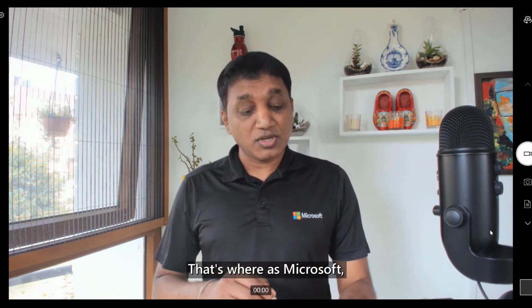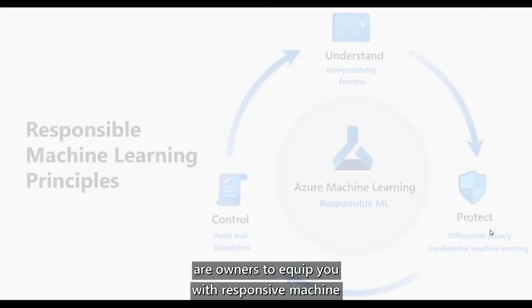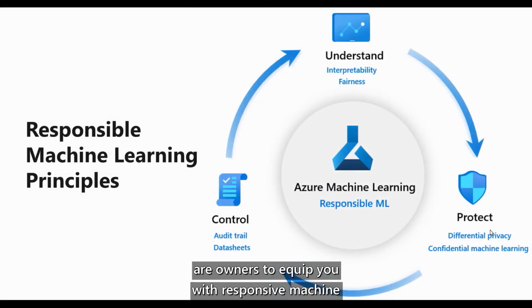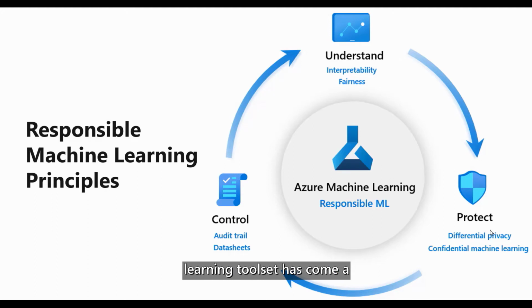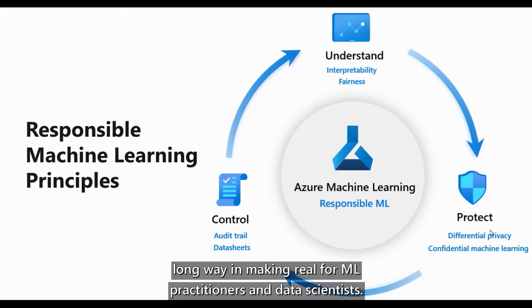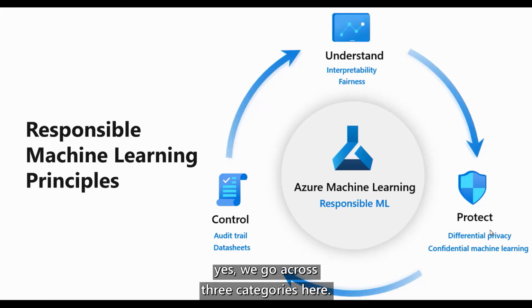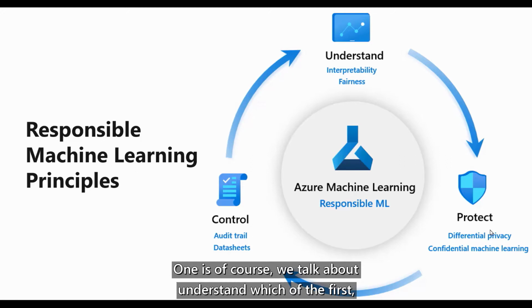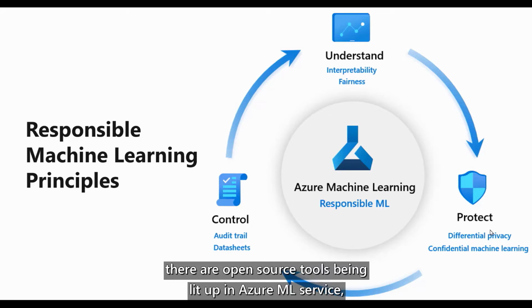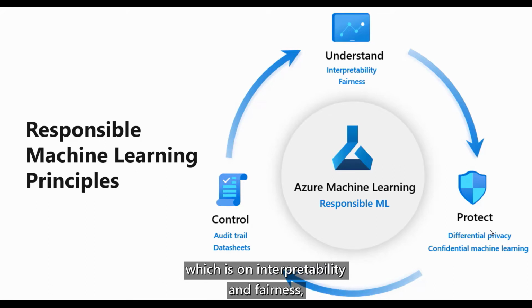And that's where, as Microsoft, our onus to equip you with a responsible machine learning toolset has come a long way in making it real for ML practitioners and data scientists. Now, as part of responsible machine learning principles from Microsoft, yes, we go across three categories here. One is, of course, we talk about understand, which is the first phase, wherein we give you tools. Of course, there are open source tools being lit up in our Azure ML service, which is on interpretability and fairness. And second, of course, protect.